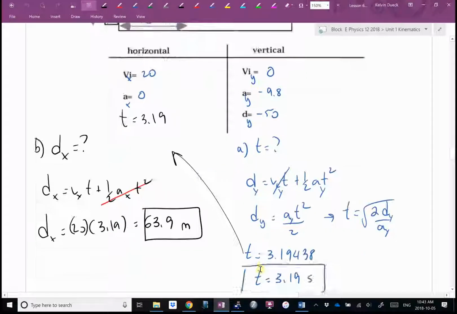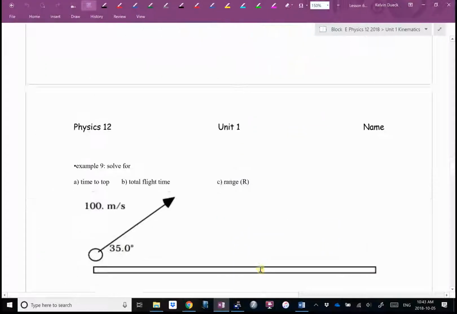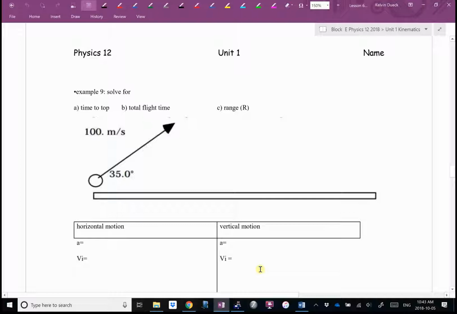Let's build on that. So on your test, you're absolutely going to have something launched horizontally from a cliff. You're also going to have something like this. This is launched from the ground at an angle. This is a job four. So it wants me to find the time to the top, the total flight time, and the range. And there's all sorts of other things we can also find, but we'll just start with that.